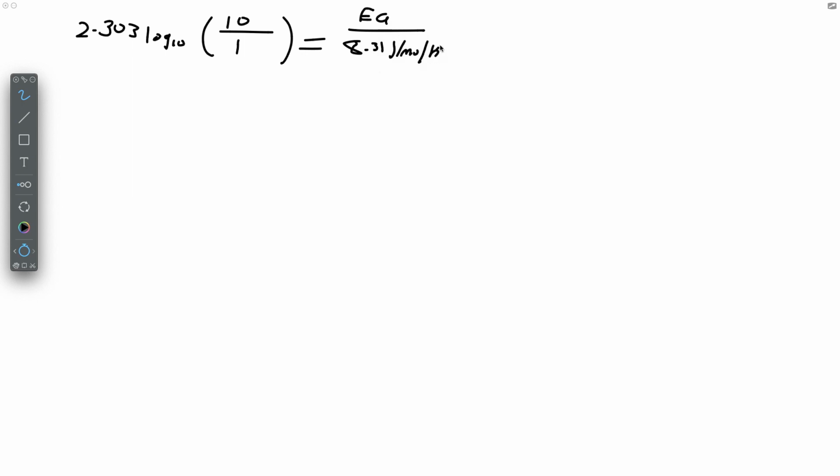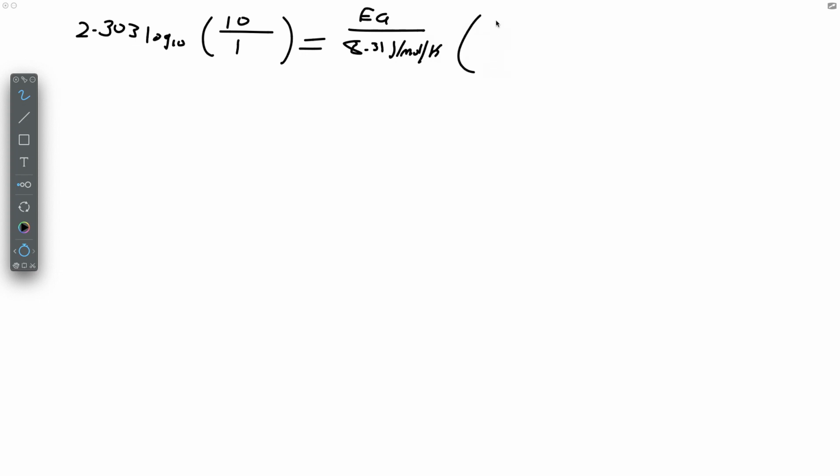So let's write it out. We've got 2.303 log base 10 of K2 over K1, which is 10 over 1, since K2 is 10 and K1 is 1, as we discussed earlier. And it equals our EA over our gas constant, which is 8.31 joules per mole per Kelvin.